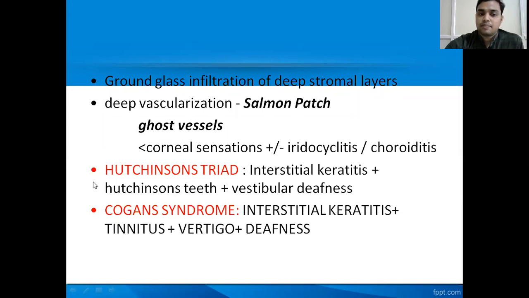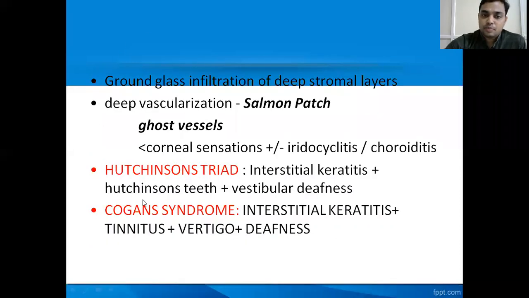Hutchinson's triad is seen in congenital syphilis. It is characterized by interstitial keratitis, Hutchinson's teeth, that is triangular teeth, and vestibular deafness. If these three pathologies are present, we call it Hutchinson's triad, which is seen in congenital syphilis. What is Cogan syndrome? It is characterized by the presence of interstitial keratitis, tinnitus, vertigo, and deafness. When these four pathological conditions are present, we call it Cogan syndrome.